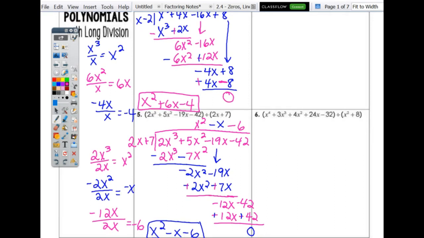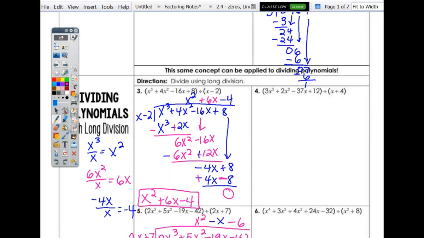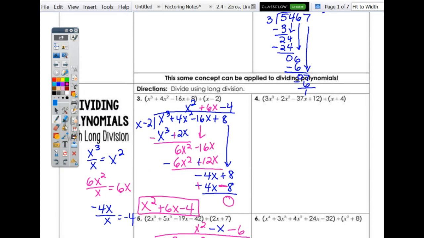You have to use long division if you have a leading coefficient. So I have a 2 here. I have to use long division. You have to use long division if you have an exponent. Anytime you just have a linear factor like x plus 4 or x minus 2, you can do synthetic division, which we'll do tomorrow. All right? But you have to do long division with these two. You have to. And you're going to have to know when you have to do it.